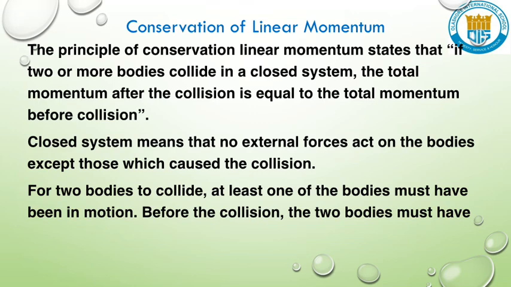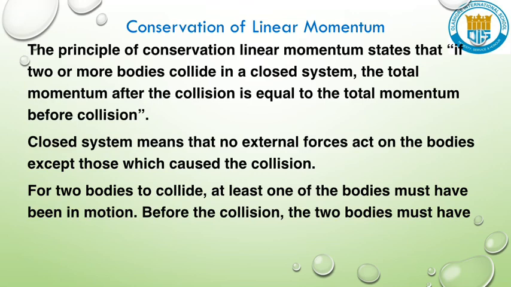before two bodies collide, each one had its own momentum. At least before two bodies can collide, one of them must have been in motion. At least one must have been in motion before collision. It is possible for a moving car to hit a stationary car. That's possible. But it is not possible for two stationary cars to hit themselves. That's not possible. So for a collision to occur, it's either the two bodies were in motion or at least one of them was in motion.